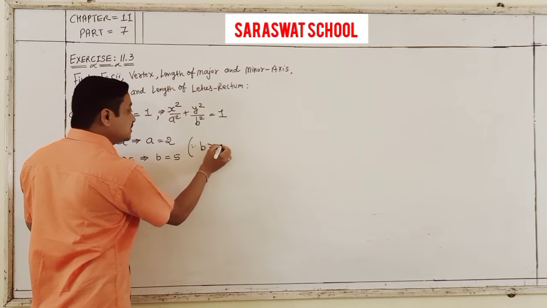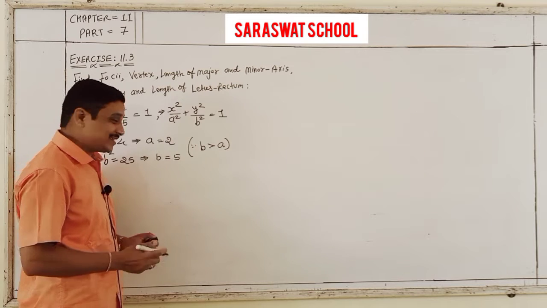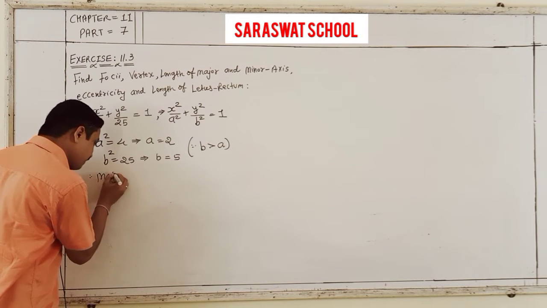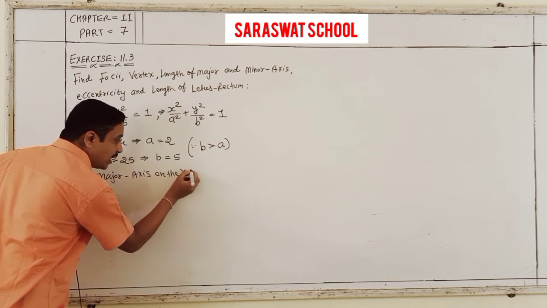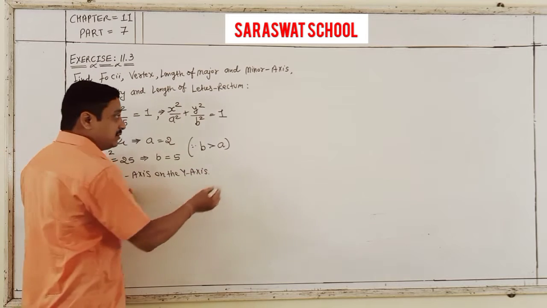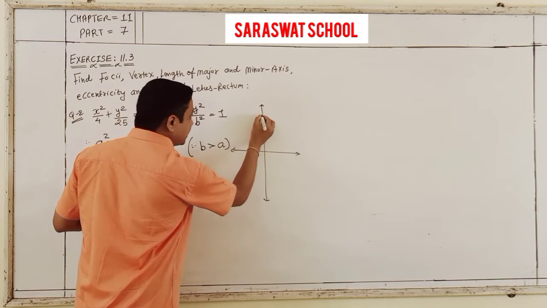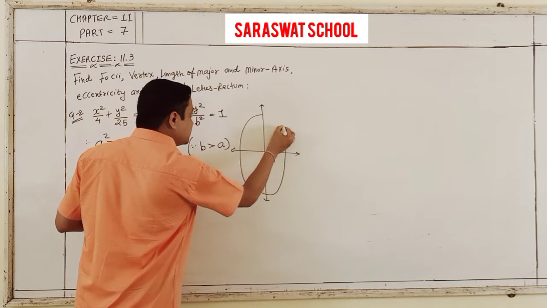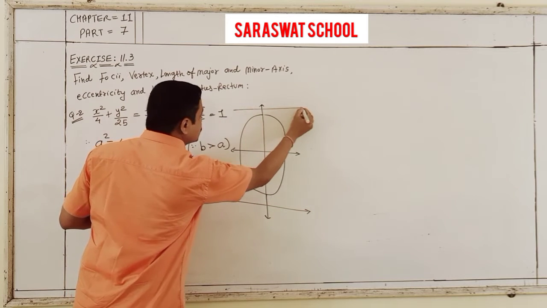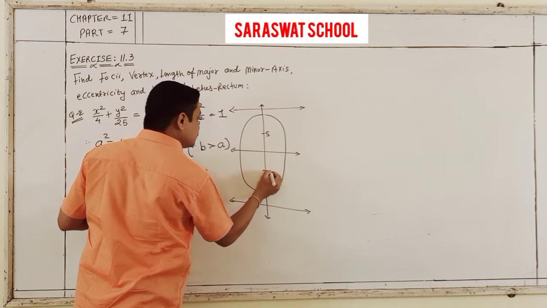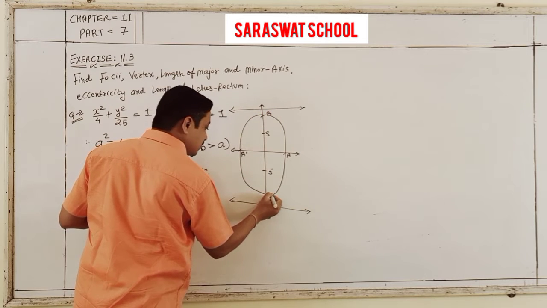Check here, what is the highest? Yes, B is highest. It means, students, your major axis is on the y-axis. Therefore, the major axis is on the y-axis. And the drawing is also available, that major axis is along the y-axis. You know very well this type of ellipse has a major axis along the y-axis. Here are your directrices, here the foci, and there are the vertices A dash, B dash.